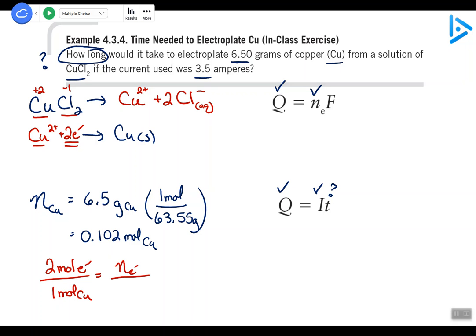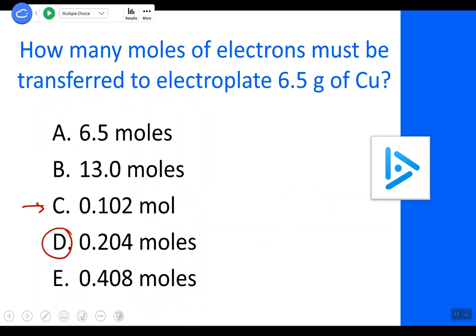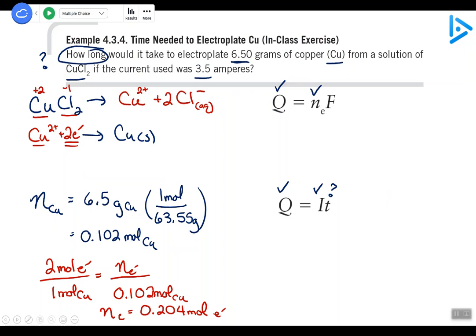I want to solve for the moles of electrons when I have 0.102 moles of copper. I'm just multiplying it by 2. This gives me 0.204 moles of electrons. And this is why the next slide answer is 0.204. We need twice the number of moles of electrons as copper. This mole of electrons is the number that we use for our charge equation.